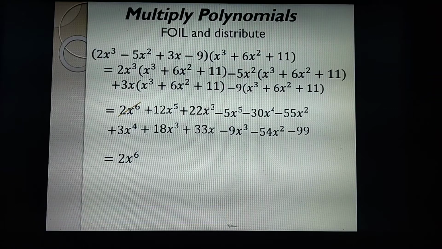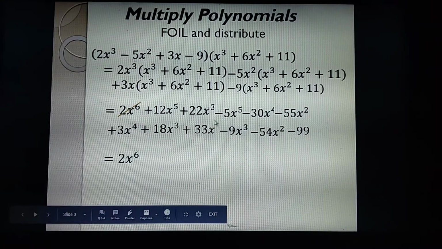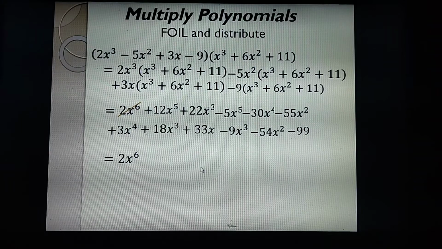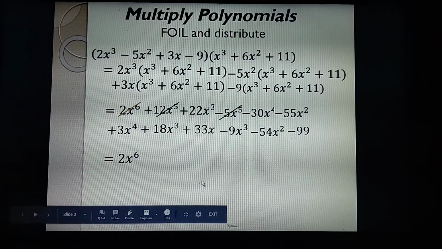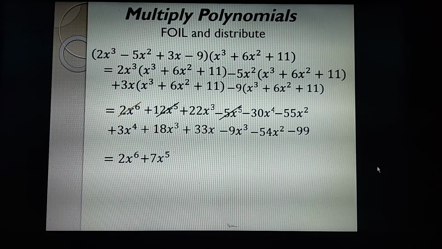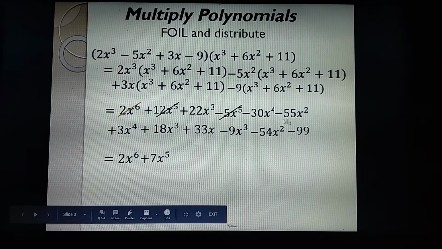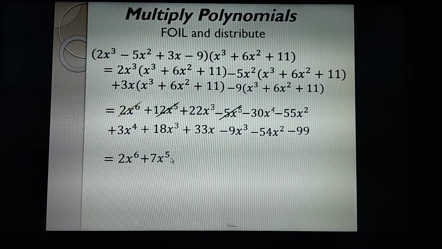Okay? Now my fifths, I've got 12x to the 5th, and negative 5x to the 5th, and nothing else is to the 5th power. So 12x to the 5th minus 5x to the 5th is 7x to the 5th. All right, now after fifths come fourths. So I know that this next term here is a third, but we want to be looking for whatever the next number is here. So I'm going to skip. Okay, here I've got a fourth.